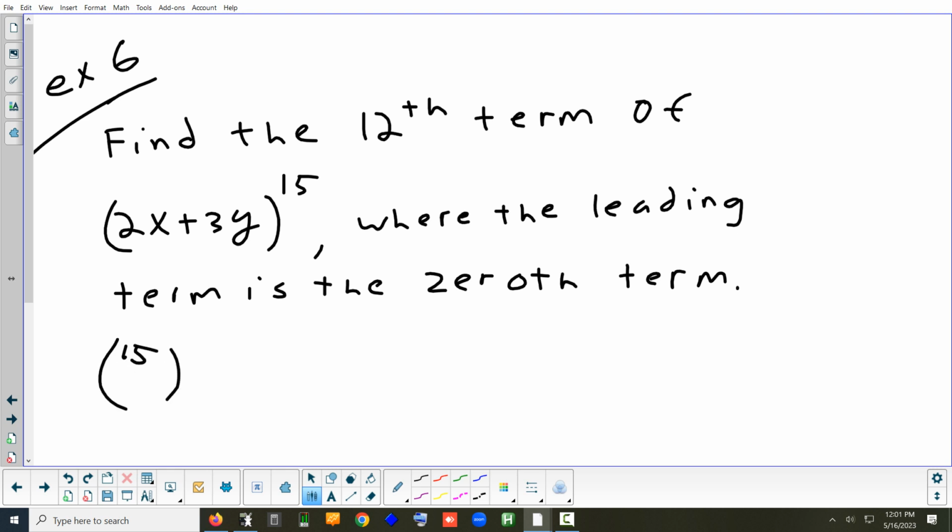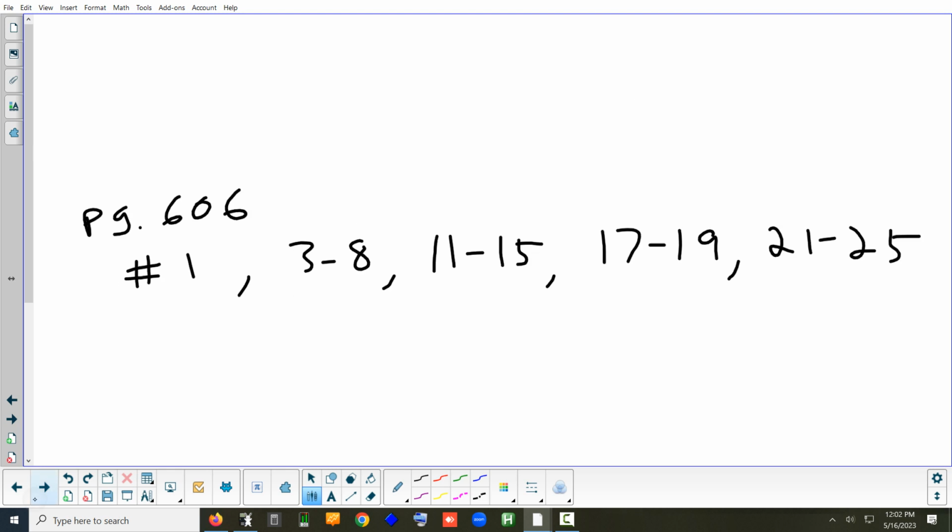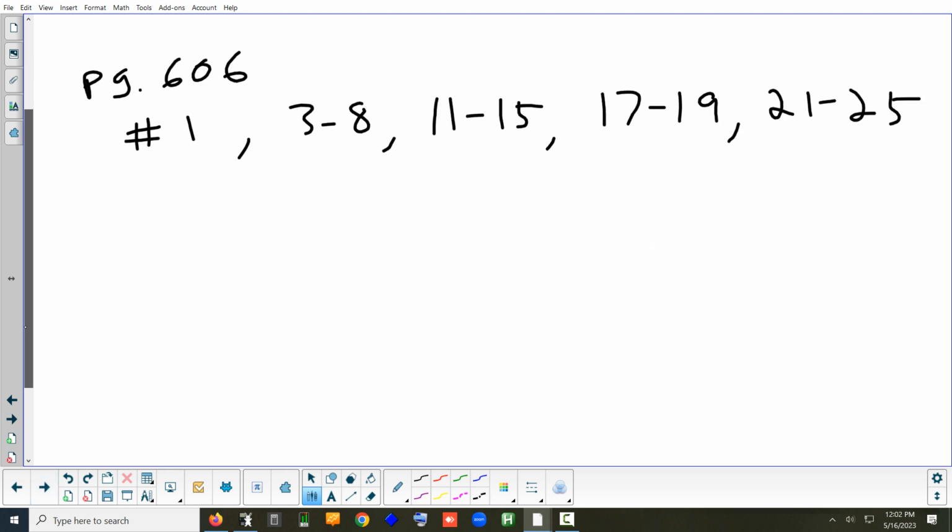This is row 15, column 12. That's the number you need. Then you just have to work out your powers. Think about, okay, it's going to start as 2x to the 15th, and 2x to the 14th, 13th, 12th, 11th. So you just have to kind of figure out your powers on the x and the y. Right, but we'll start with that next time, and we can go over how to do that.